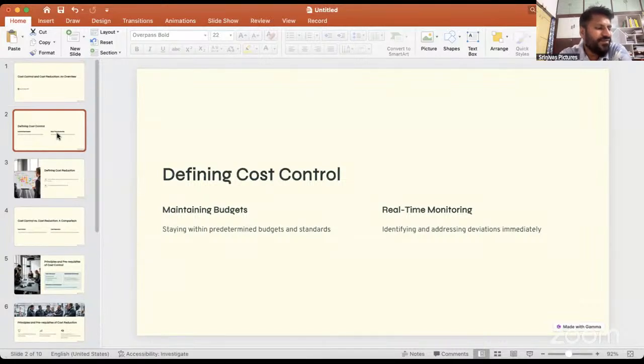Cost control is the employment of management devices in the performance of any necessary operations, so that pre-established objectives of quality, quantity and time may be attained at the lowest possible outlay for goods and services. So whatever we produce, whatever services we provide, we give at the maximum possible low cost. That is called cost control. It involves maintaining the budget, staying within the predetermined budget or standards, and real-time monitoring to identify and address deviations.